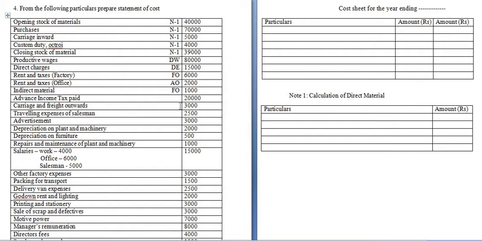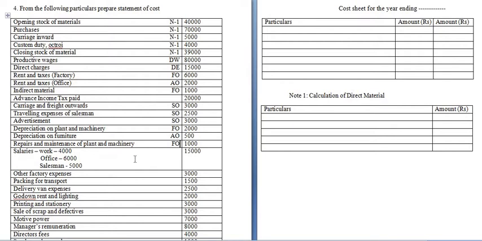Next is carriage and freight outwards. So outwards means again at the time of selling of goods, expenses will be incurred. So selling and distribution overheads. Traveling expenses of salesman, so again selling and distribution. Advertisement, selling and distribution overheads. Depreciation on plant and machinery, factory overheads. Depreciation on furniture. Furniture is used in the office, so administrative overheads. Repairs and maintenance of plant and machinery, again it is factory overheads.